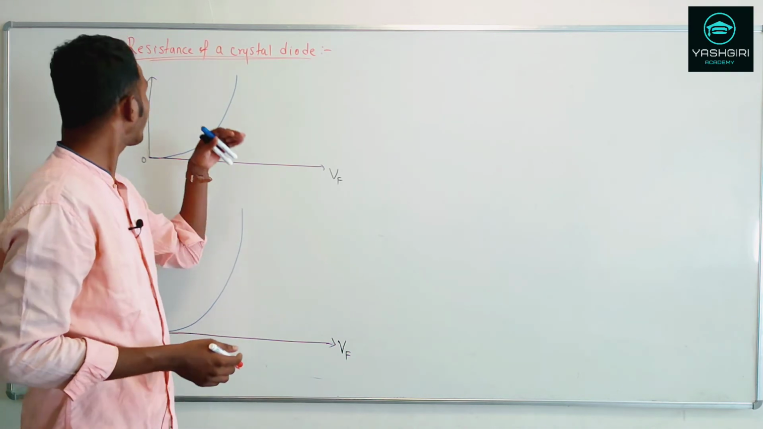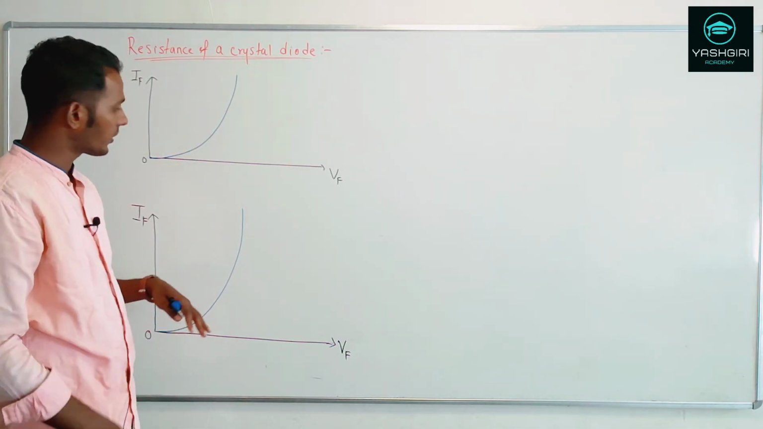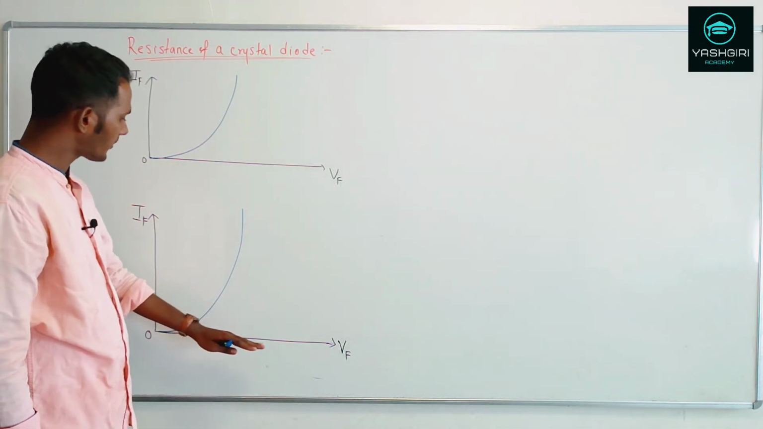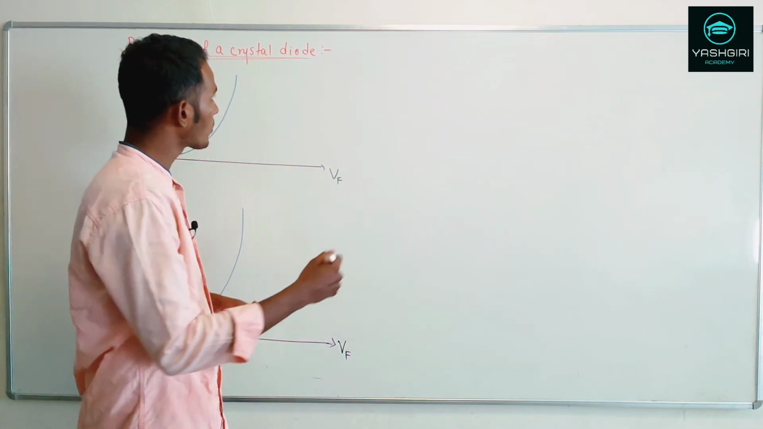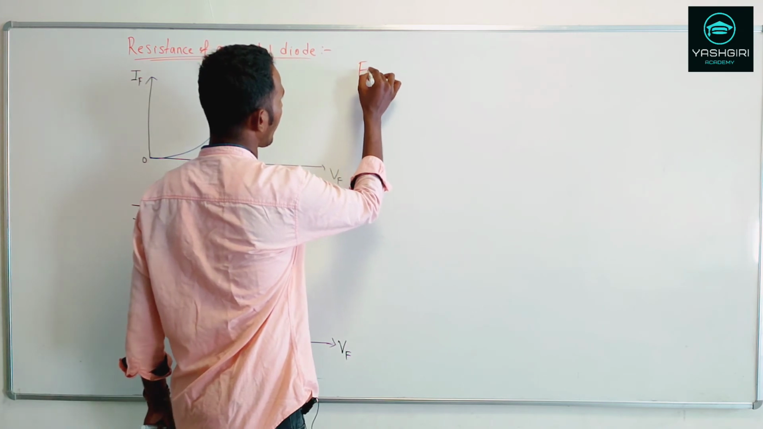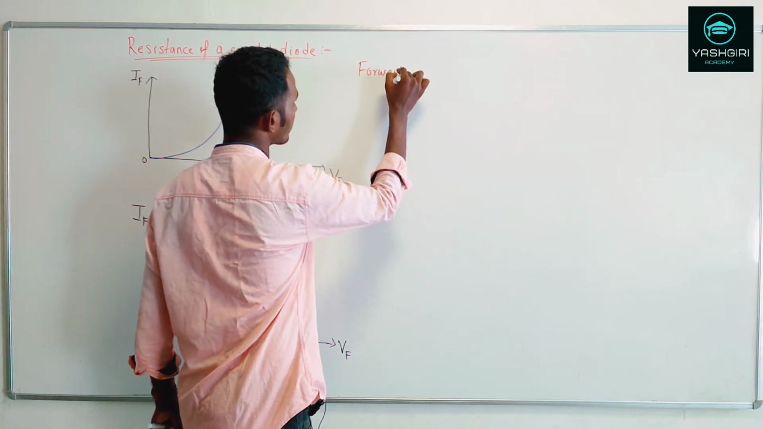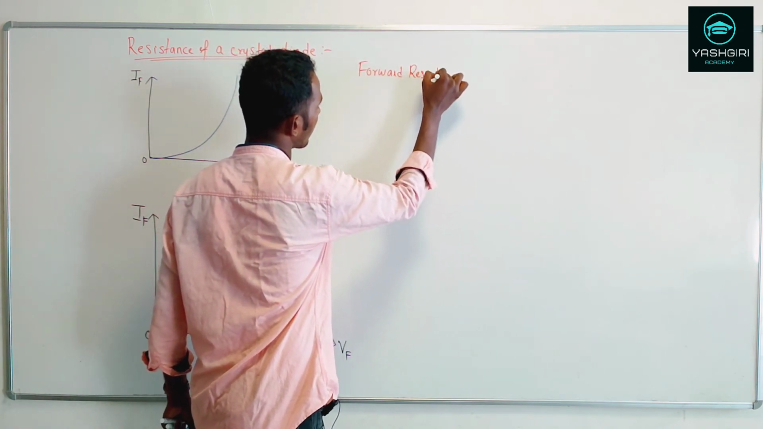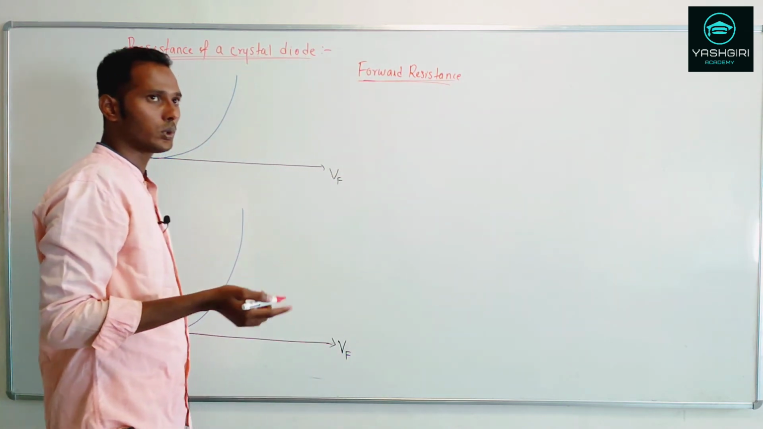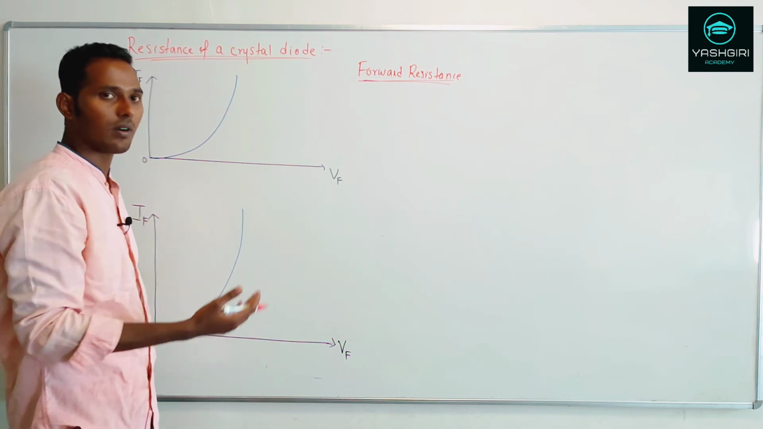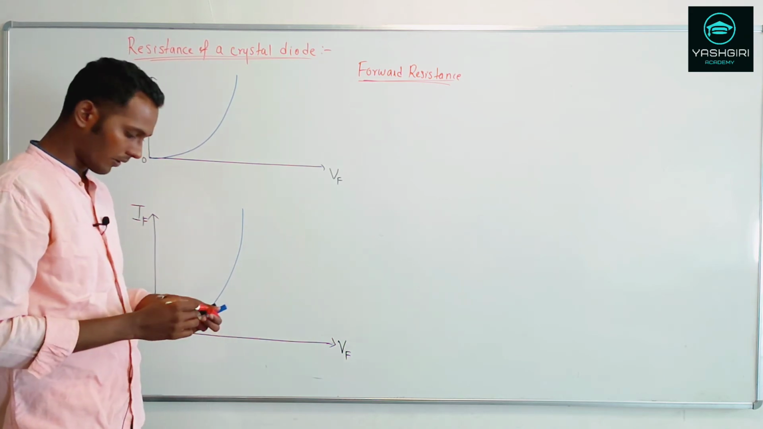Now let's see the resistance of a crystal diode. Here what I have drawn is the forward characteristics of a diode. Let's first see the forward resistance. In the forward resistance, again we have two categories: the DC forward resistance and the AC forward resistance.